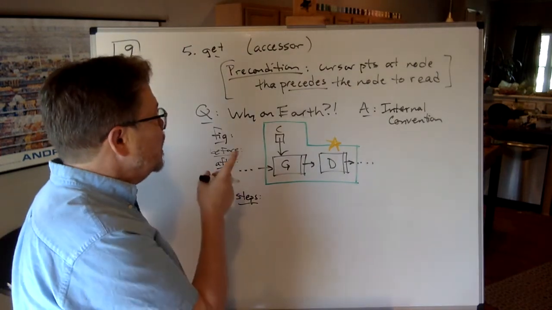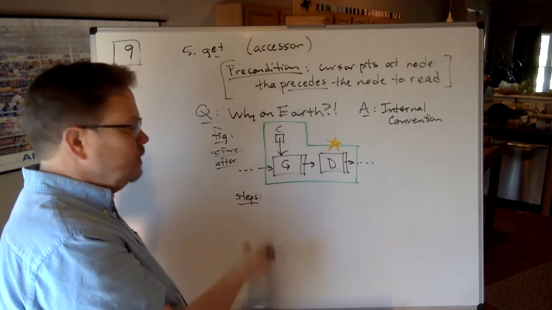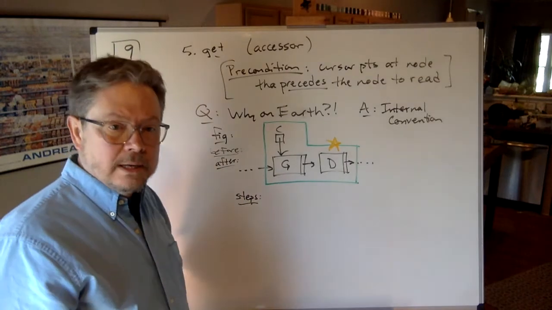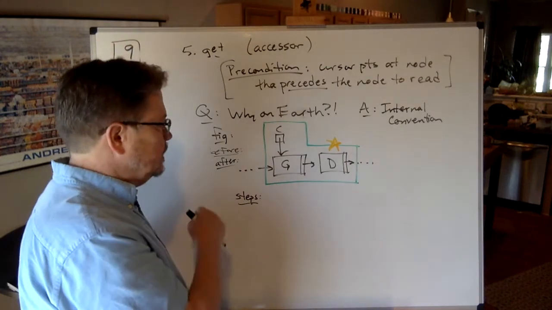If we called move to front right before we call get, then we don't have a problem. Call move to front and call get, what you're going to get is the data of the first real node in the list. It's not going to accidentally get the empty head node's garbage. So we don't have to worry about that.